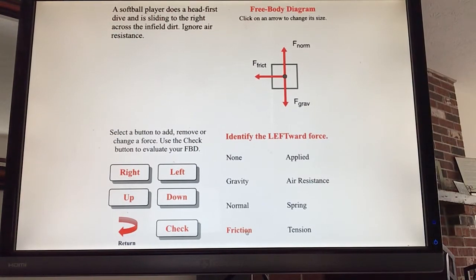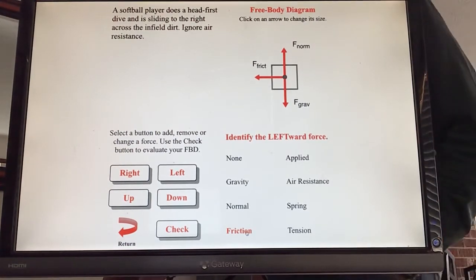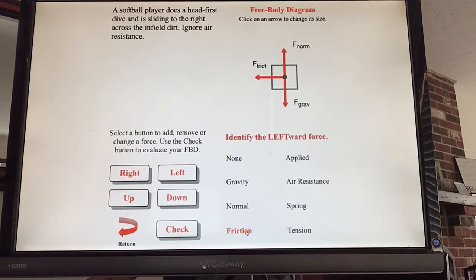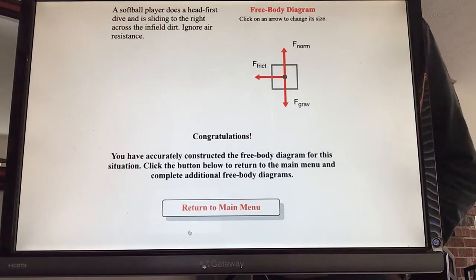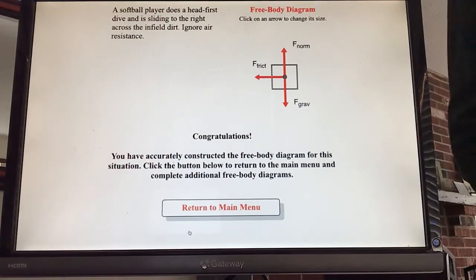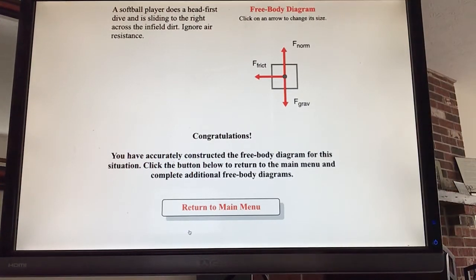If this program is reading it the way I'm reading it, there should be no applied force to the right because you're just sliding like a sled on the snow. Let's see if that's how they have it. Yay, that's how they do have it. Okay. Sometimes with these computer programs, you never know what you're going to get. Sometimes they're wrong. Sometimes they interpret things differently.